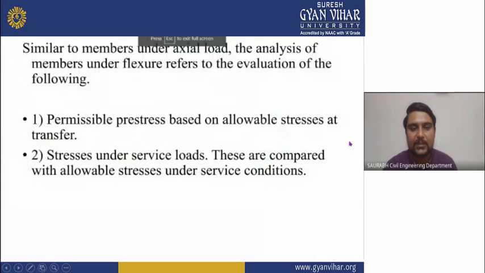Now we come to the flexure of pre-stressed concrete. First, we will see here that it is similar to the member under axial load. Analysis of a member under flexure refers to the evaluation of the following. Some points are given here, which is permissible stress based on allowable stress at transfer, and stress under the service load. These are compared with the allowable stress under the service condition.